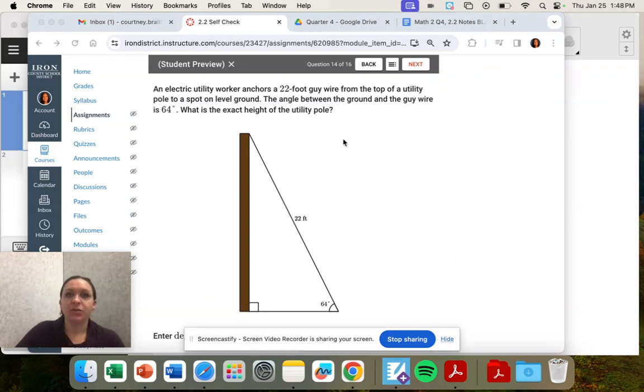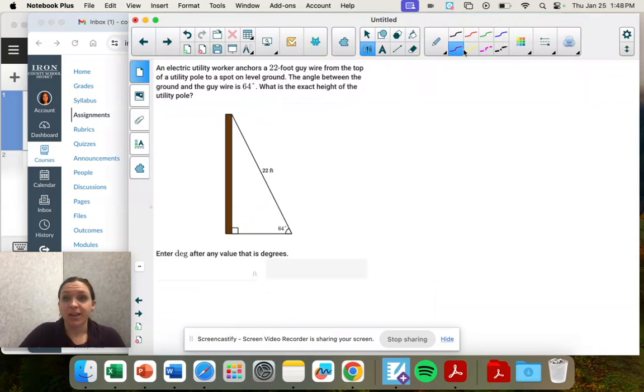An electric utility worker anchors a 22-foot guy wire from the top of a utility pole to a spot on ground level. The angle between the ground and the guy wire is 64 degrees. What is the exact height of the pole? This is great. They already drew the right triangle. We are just trying to find how tall is the utility pole.